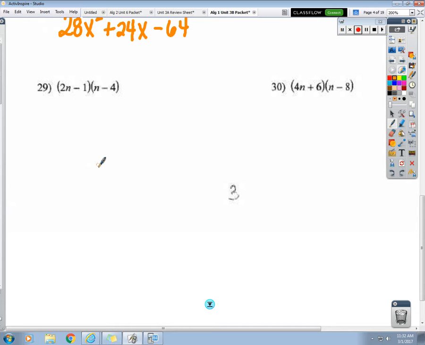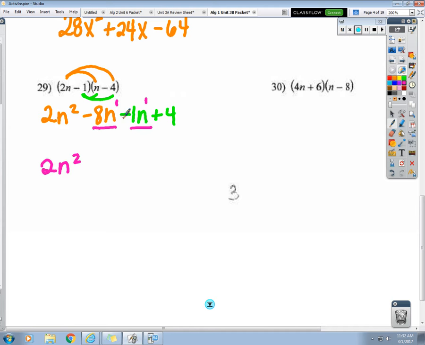First, I distribute that 2n to everything over here. What's 2n times n? And what's 2n times negative 4? Right. Now I need to distribute the negative 1 to everything over there. What's negative 1 times n? And what's negative 1 times negative 4? Positive 4. So now I will combine like terms, which are the middle ones, because both of those are just n to the first power. And I have 2n squared. What's negative 8n minus 1n? And then plus 4. Okay, I'm going to give you a few minutes to try the right side before I put up the answers for you to check.